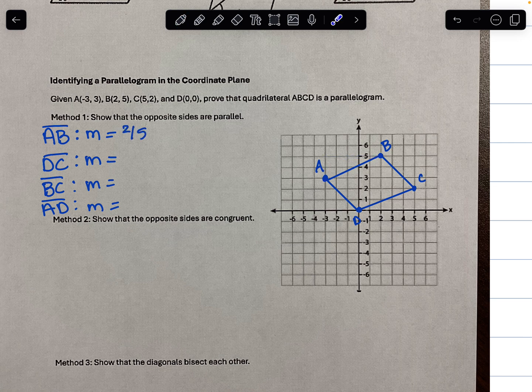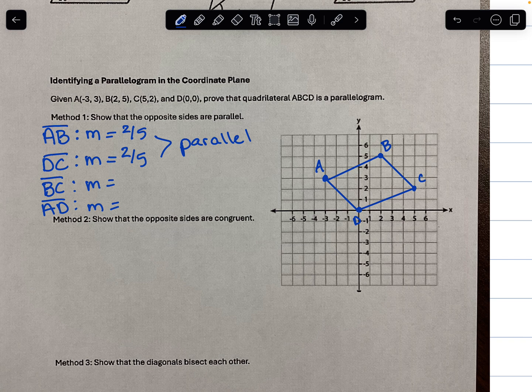Same thing from D to C, up 2 over 5. So those two match up. Right? So we know these two are parallel because their slopes are exactly the same.